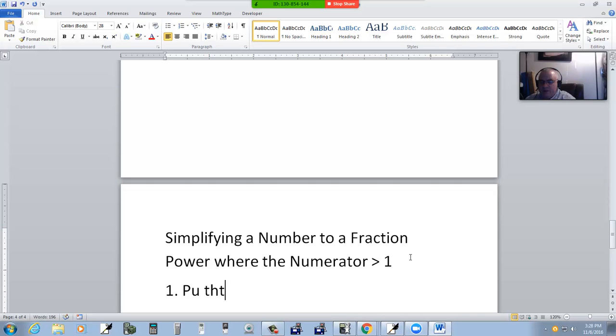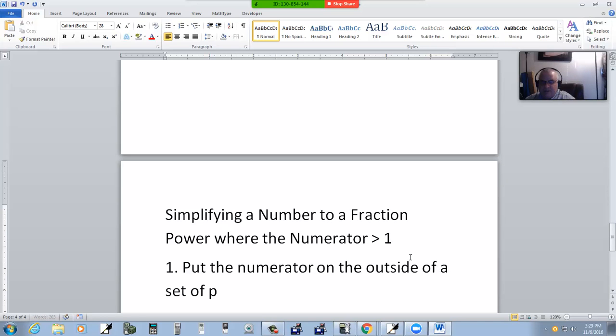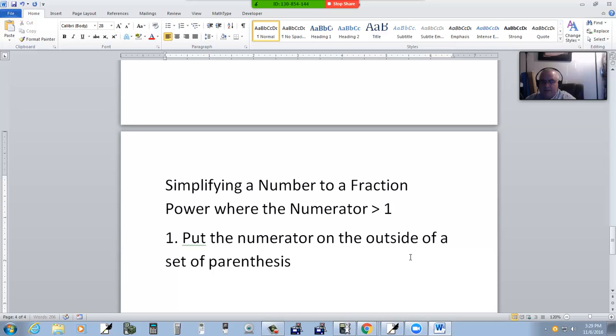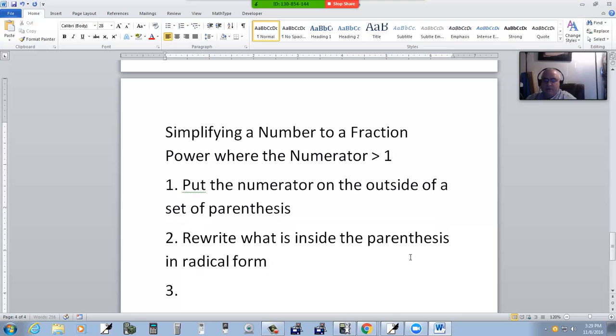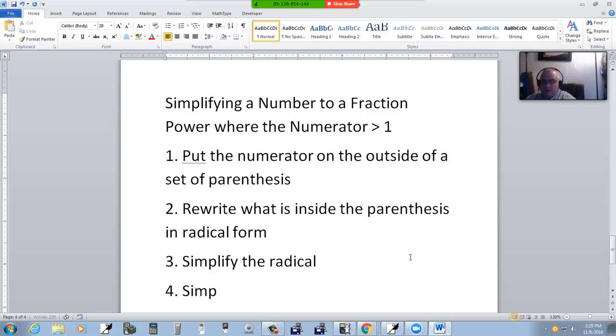Step 1, put the numerator on the outside of a set of parentheses. Step 2, rewrite what is inside the parentheses in radical form. Step 3, simplify the radical. Step 4, simplify what is left.